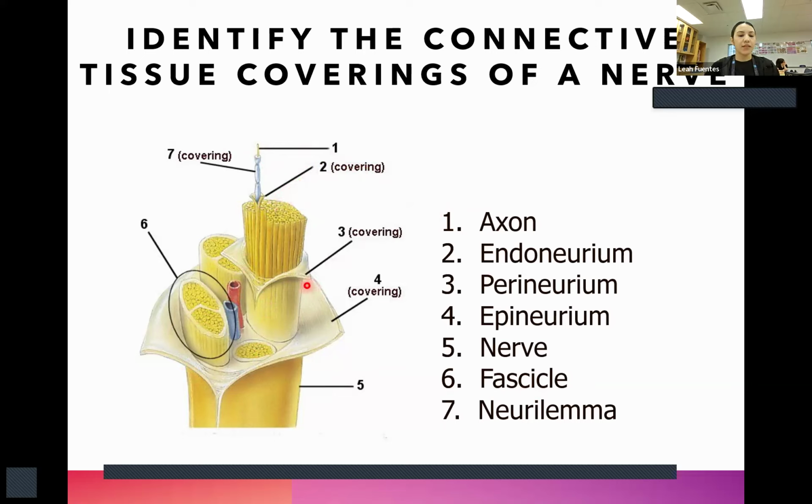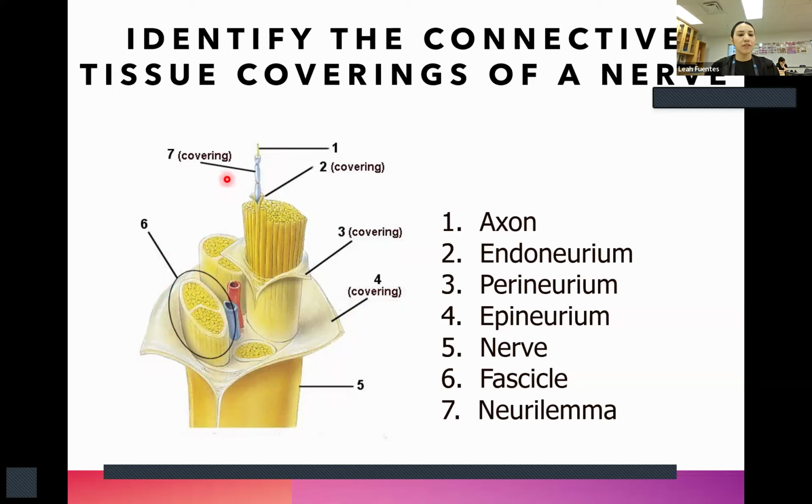This second covering right here, number 3, is the perineurium. And then 4 is the epineurium. 5 is just covering the whole thing. So this is the nerve. It's just asking what the whole name of the structure is. 6, we can see it has a large circle around it, so it's talking about the whole structure. This is a fascicle.